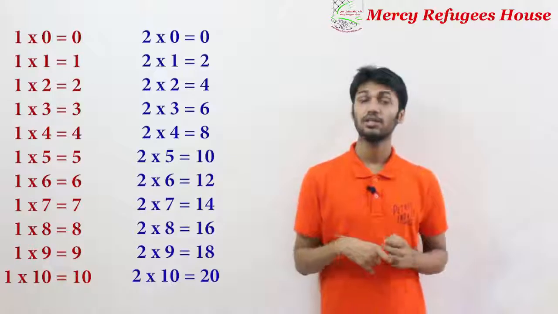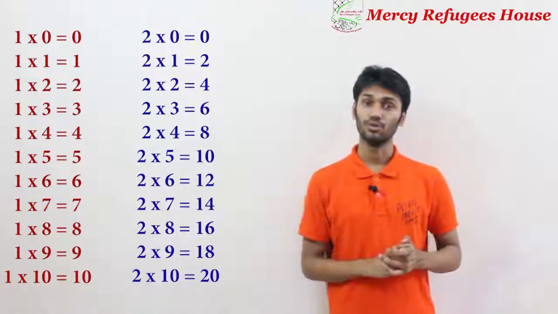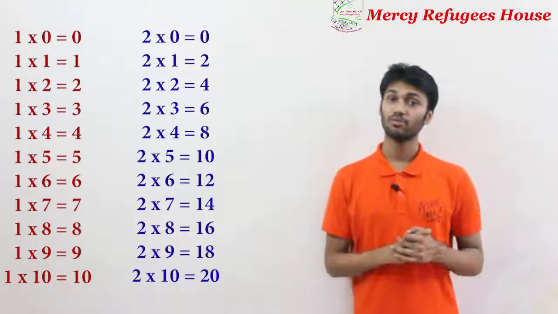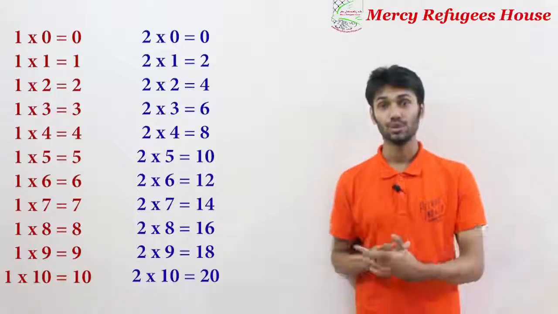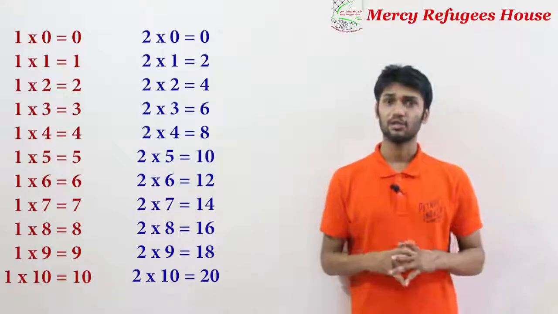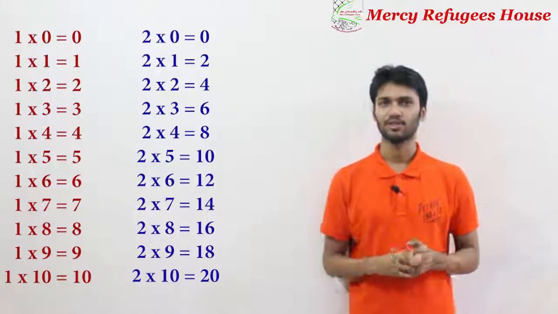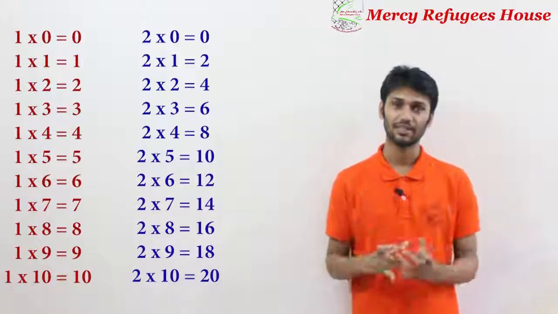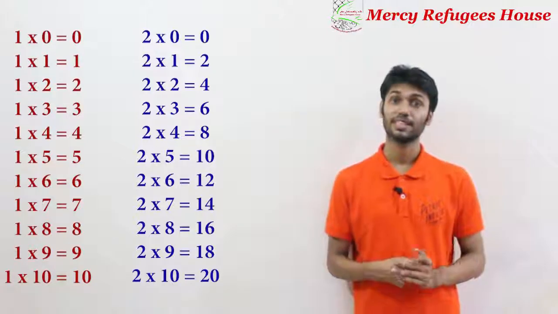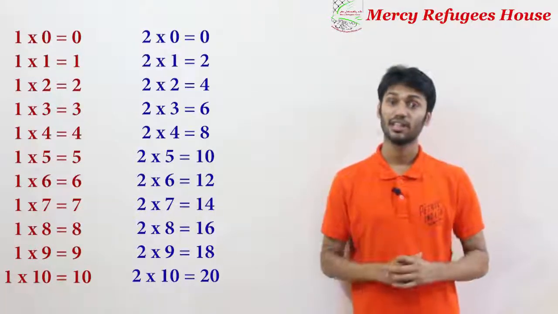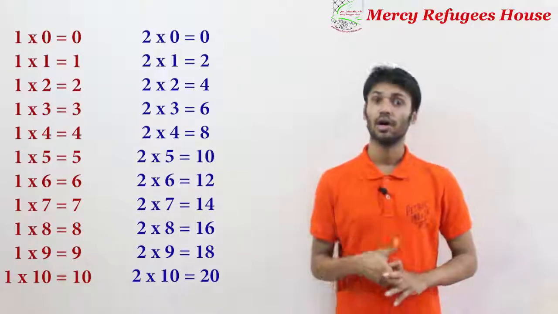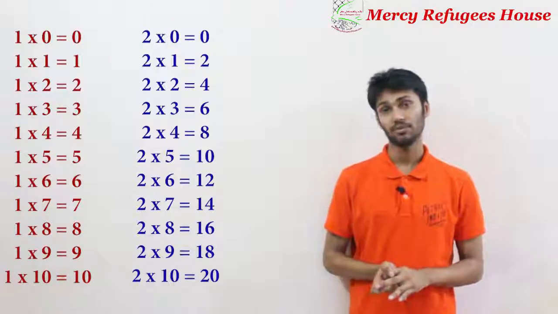Now if you go to this table of 2, like 2 times 0 equals 0. 2 times 1 equals 2. 2 times 2 equals 4. 2 times 3 equals 6. 2 times 4 equals 8. 2 times 5 equals 10. 2 times 6 equals 12. 2 times 7 equals 14. 2 times 8 equals 16. 2 times 9 equals 18. 2 times 10 equals 20. See, here 2 is increasing at each level as I am going down.